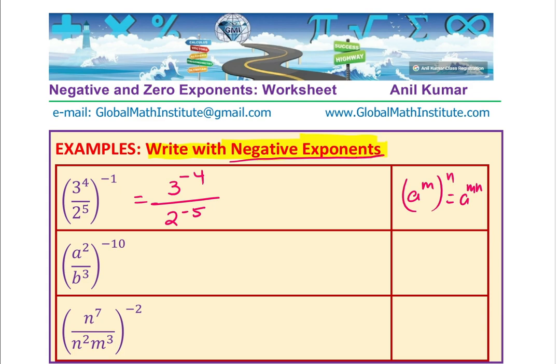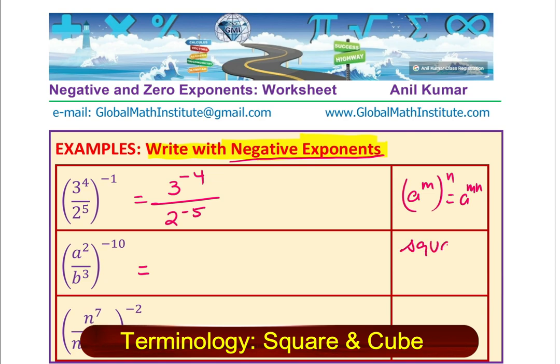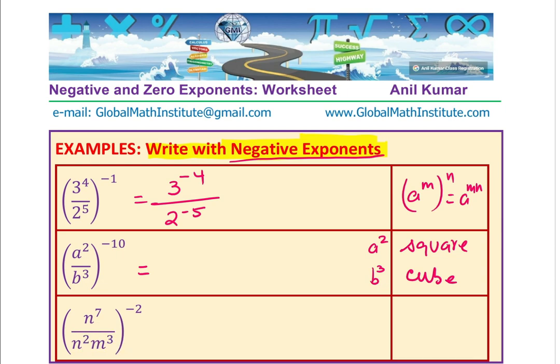Perfect. Next one for us is a squared divided by b cubed. So when the power is 2, we call it squared. You see that? Square and the term cube. So these are good terms to remember. So whenever we have b cube and a squared, you see that? So power of 2 is called square and power of 3 is called cube.